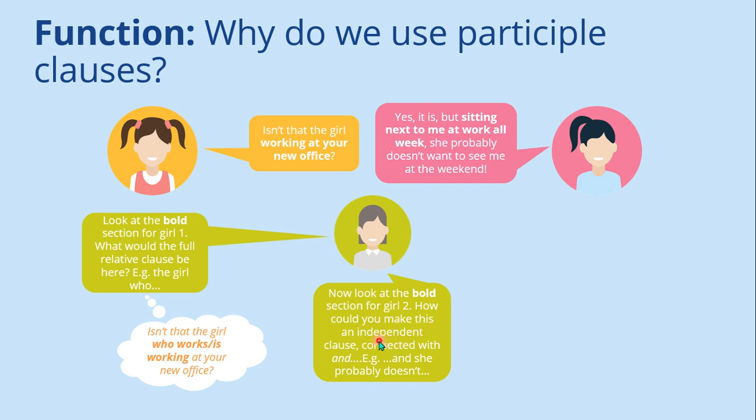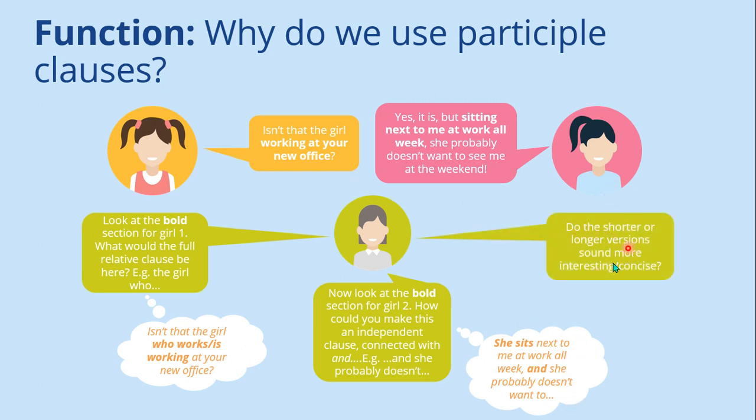How could you make this an independent clause? Remember, an independent clause means the clause can stand by itself. For example, she probably doesn't, because who is sitting is the same subject, which is she. She sits next to me at work all week, and she probably doesn't want to see me at the weekend. See both, she sits and, but it is changed with the participle clauses.